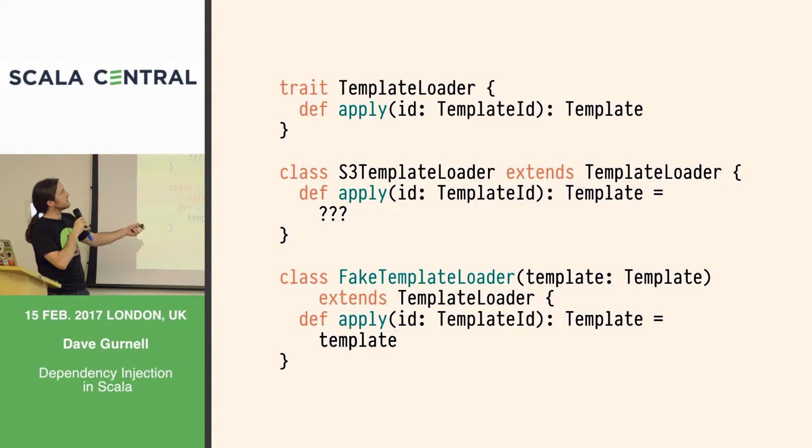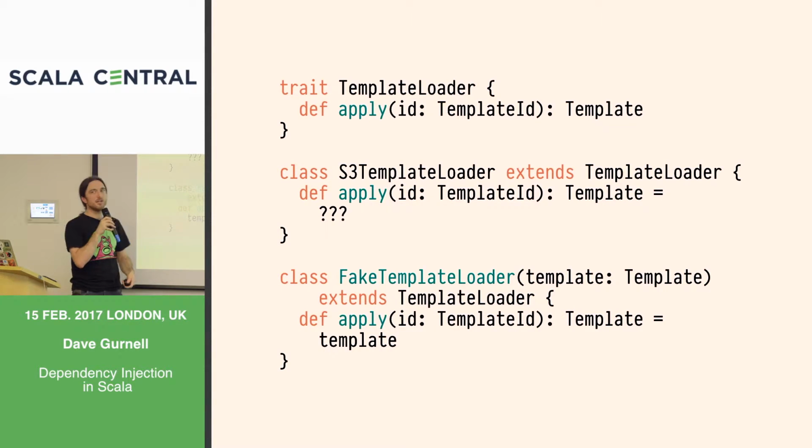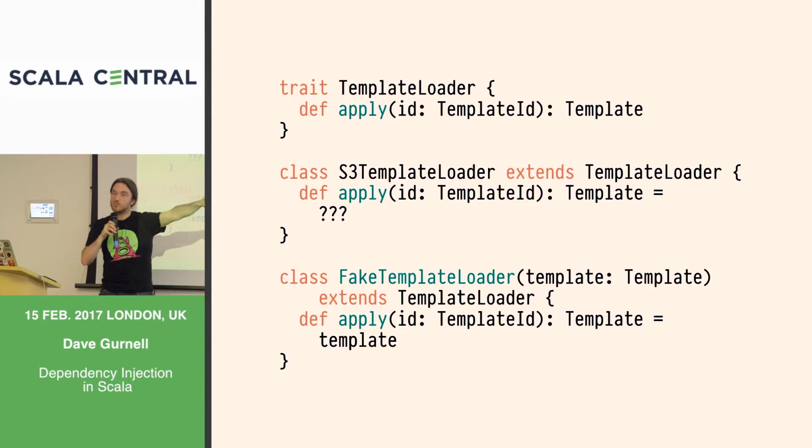So here we have our S3 template loader, which will get the templates from our S3 template store and do all of that stuff. And then we can use a fake template loader in our tests. With this, we're just going to give it a template and say, it doesn't matter what anyone asks you, always return this template. Of course, that means it's like a no-op, we can just ignore it in our code.